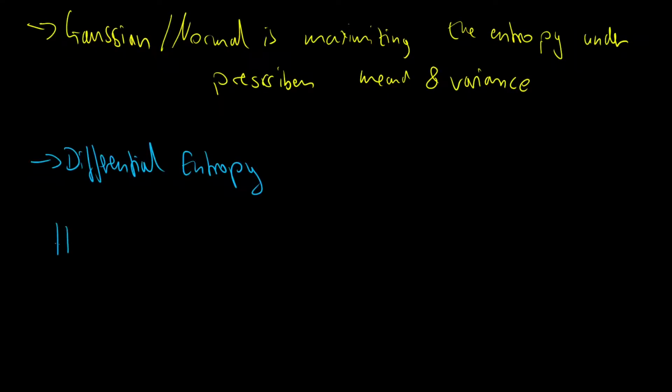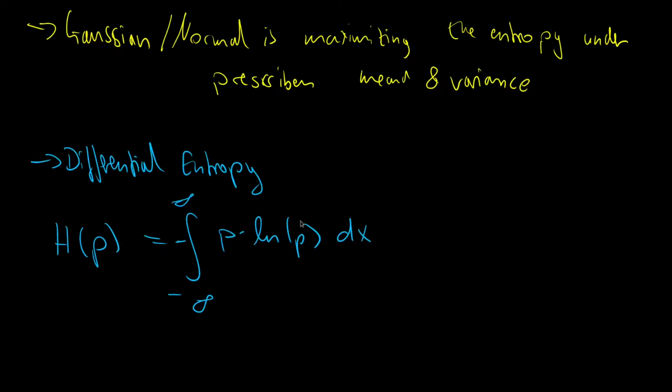And the entropy is given as h of p, as the integral from minus infinity to plus infinity, actually it's a negative integral, of p times ln p dx. P is the probability density function that we are looking for, or that we are plugging into the entropy, so it's dependent on a p of x. And here also we have a p of x, and here p of x. So we are integrating out the dependency on x.